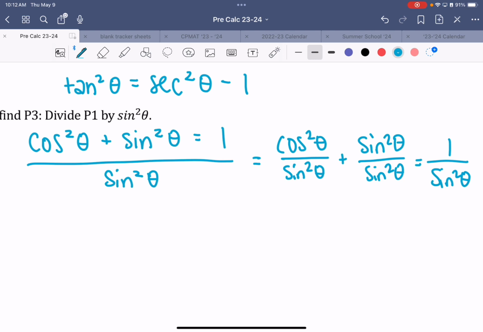This first one, cosine divided by sine, according to our green sheet, is Q2. Cosine over sine is cotangent. If those are squared, our cotangent will be squared. The next one, we have sine divided by sine. Anything divided by itself is 1.